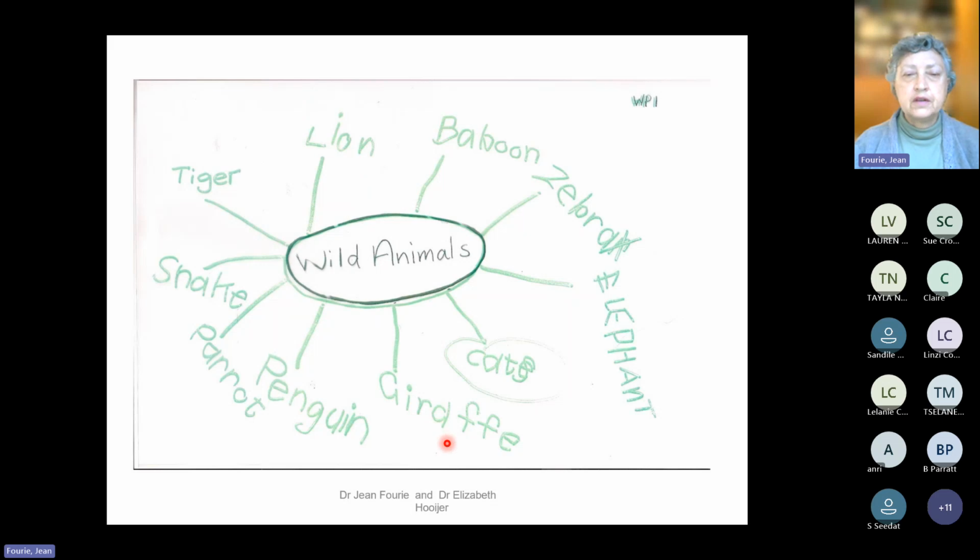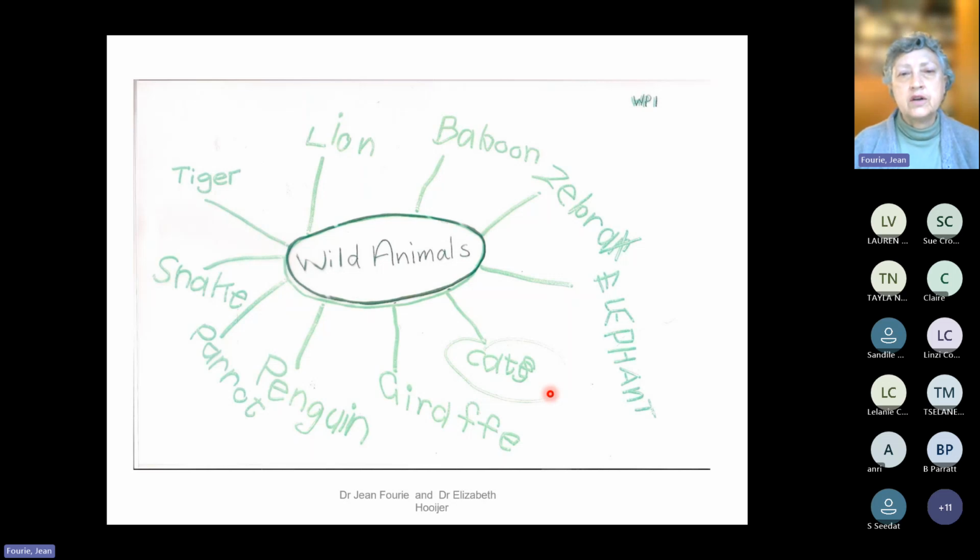Giraffe is the next wild animal, and that looks correct for a spelling, but one can also go and check in the dictionary, have we spelt it correctly? With a double F, E on the end. And then the facilitator said, what other wild animals? Remember, we're brainstorming, so we're trying to get as many examples as possible written down.